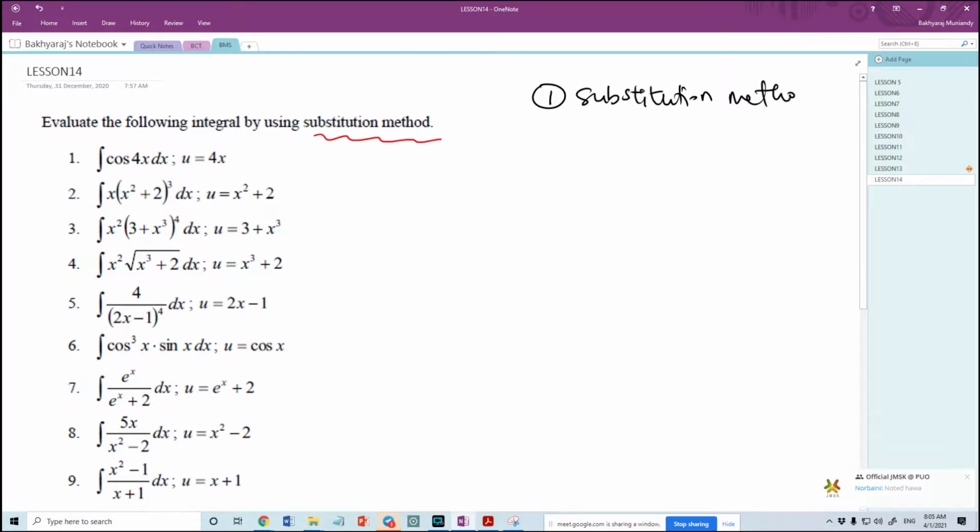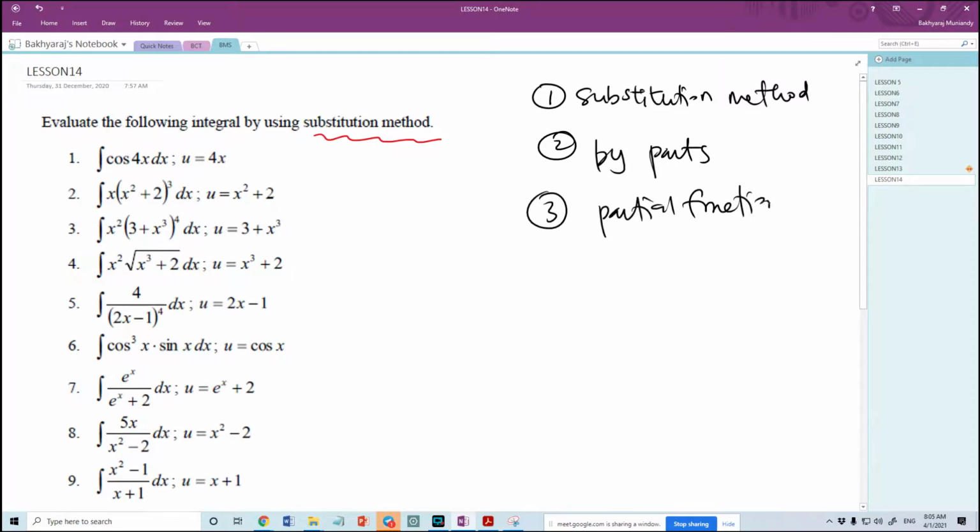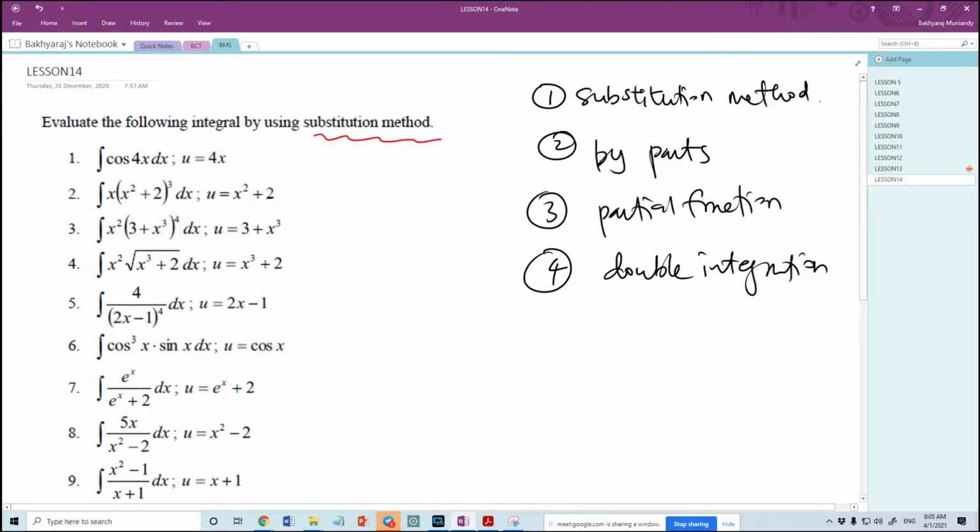Number two, we have by-parts integration. And number three is partial fraction. These are the things that we're going to look at this week and next week. And one more part is double integration. Maybe today is number one, this week again number two, and next week I focus on partial fraction, and the last part will be double integration.